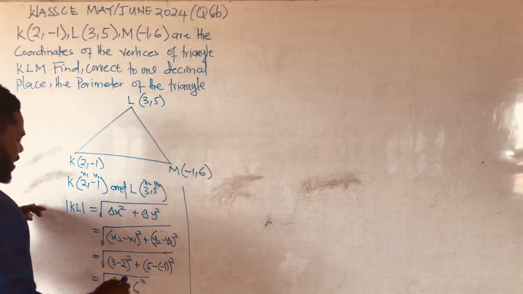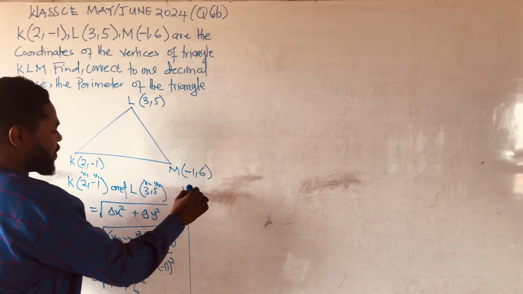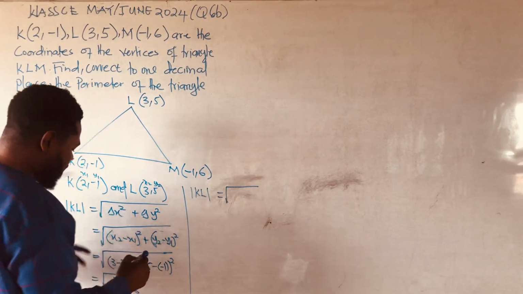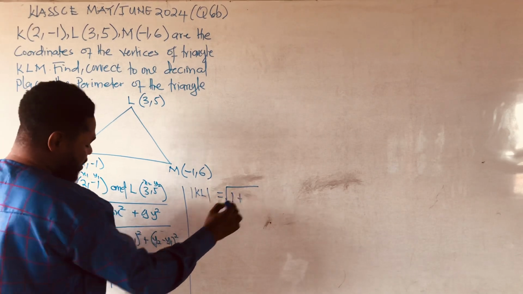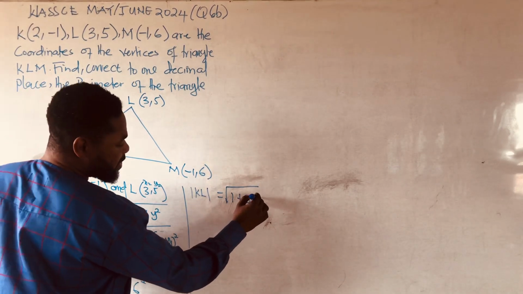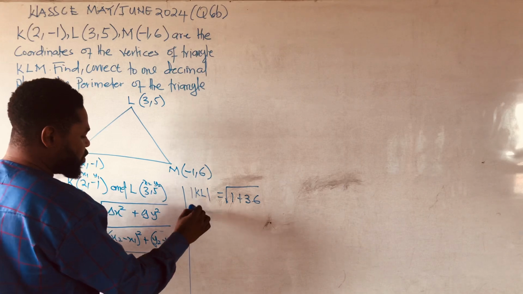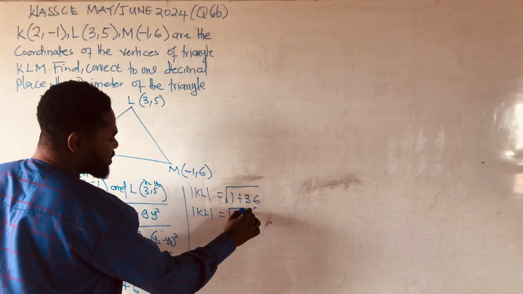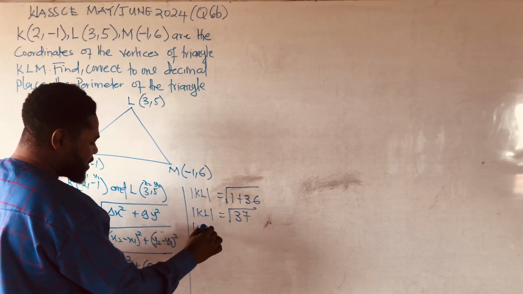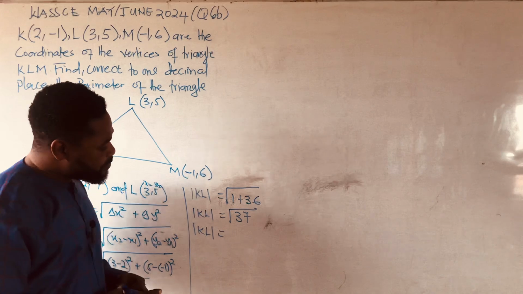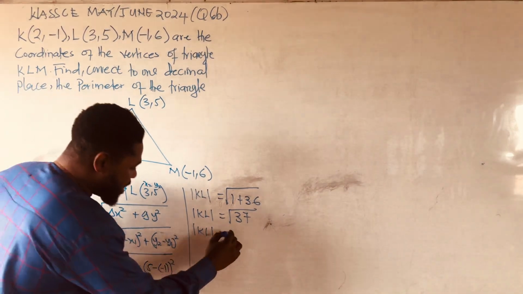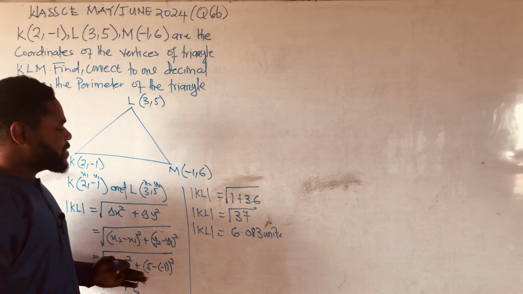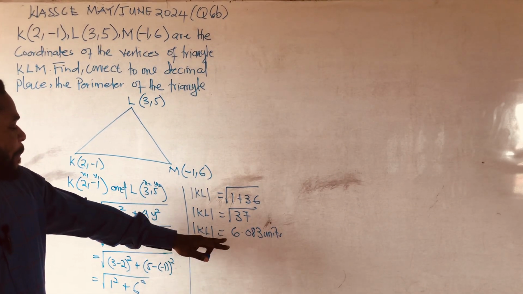At this level, we say our magnitude of line KL will be equal to the square root of 1 squared, which gives us 1, plus 6 squared, which gives us 36. So we can say that our KL will be the square root of 37, where we can leave it in three decimal places as 6.083 units. So this is how we can calculate our KL.